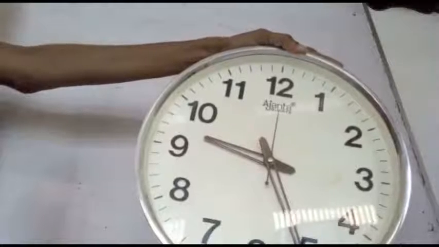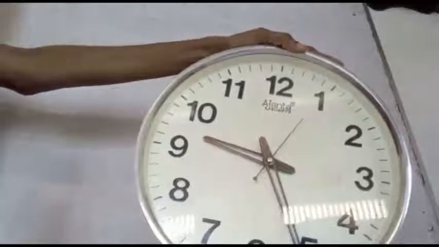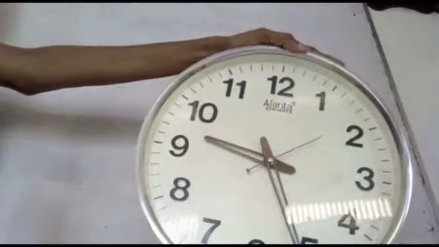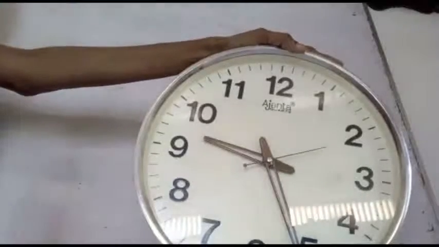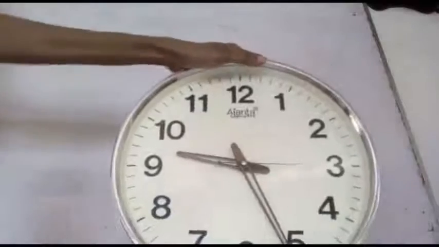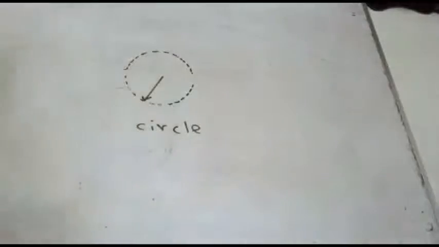What is the path? It's a circle. Please write circle. The path of the tip of a hand of a working clock is a circle.